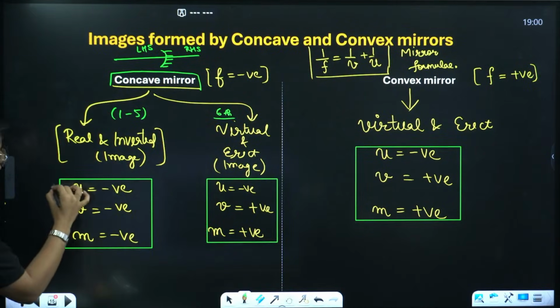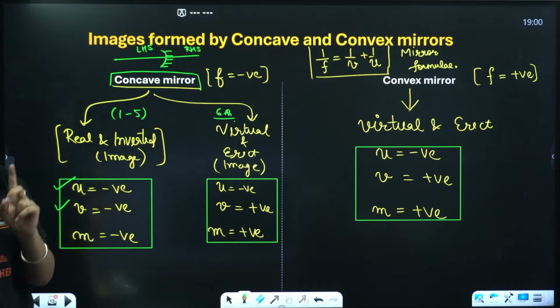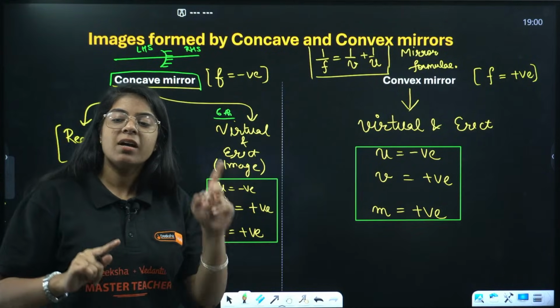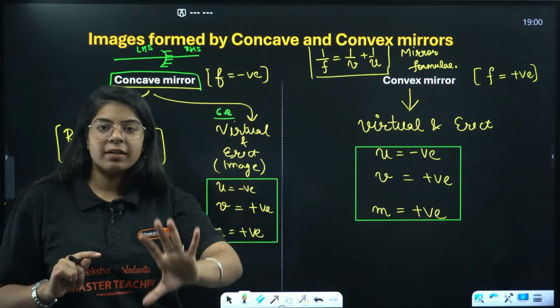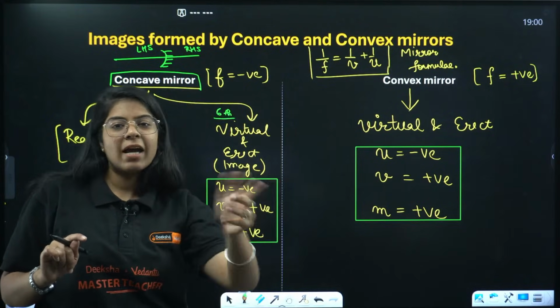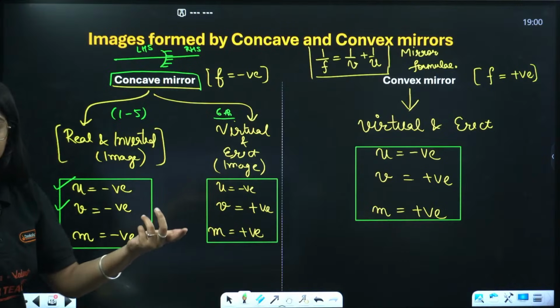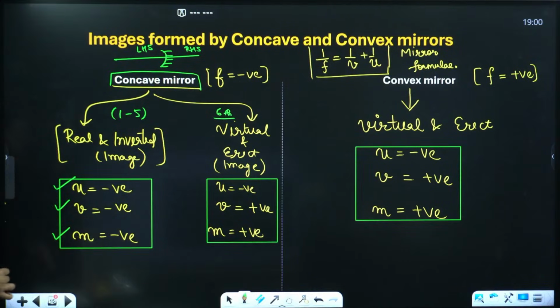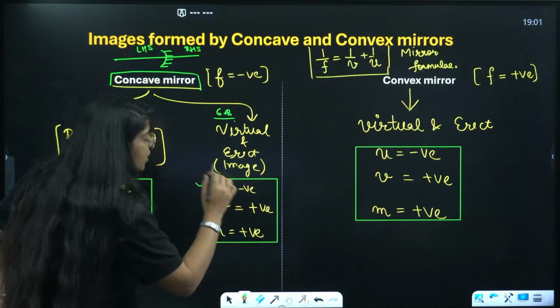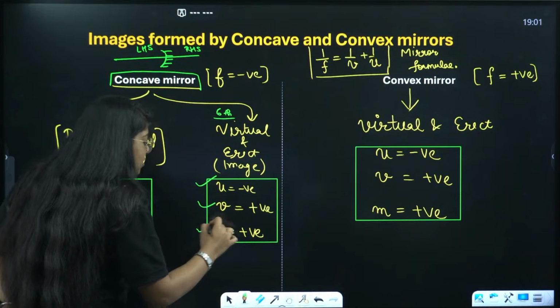For real and inverted, u is always negative. We know that. v is also negative for real and inverted. Inverted, negative. Inverted means ulta, and negative is also kind of ulta. So real and inverted is negative. Then magnification for real and inverted is also negative. Understood? Whoever is asking about sign conventions, understood? Okay. Then for virtual and direct, u is always negative, v and m are positive.